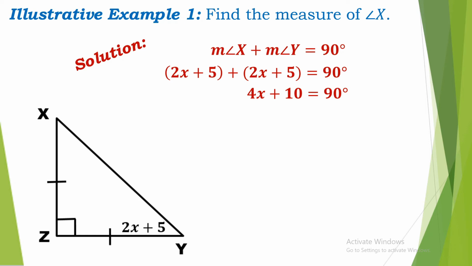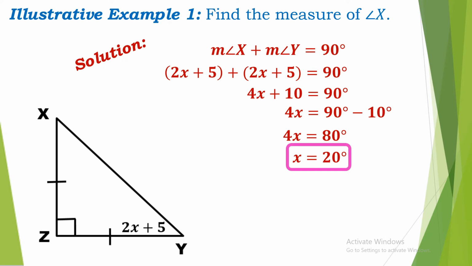Combining like terms, we have 2x plus 2x, that's 4x, and 5 plus 5 is 10, is equal to 90 degrees. Now, transpose plus 10 from the left side to the right side. So we now have 4x is equal to 90 minus 10. And 90 minus 10 is 80. Now we have 4x equals 80. So to solve for x, we have to divide both sides by 4. So that is now equal to x equals 20 degrees.